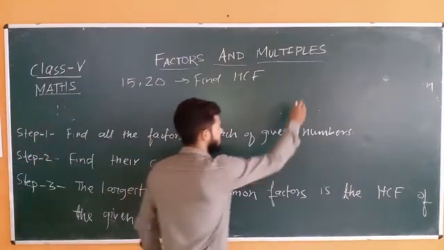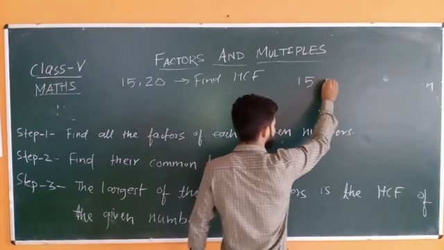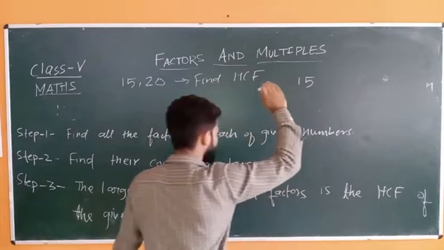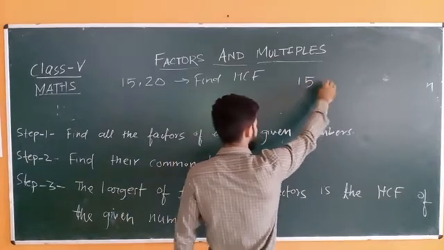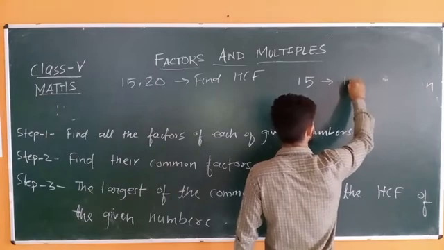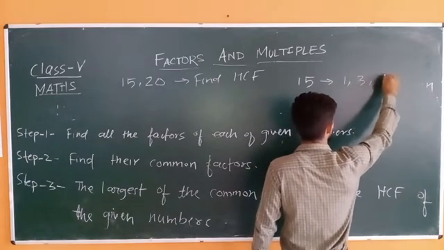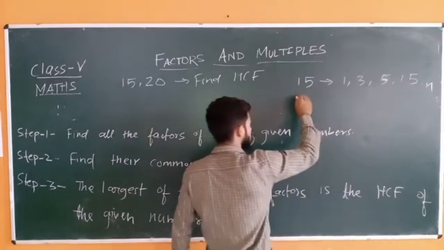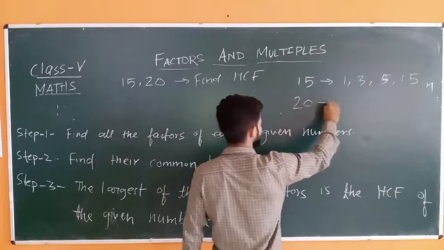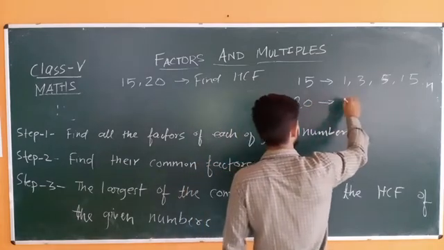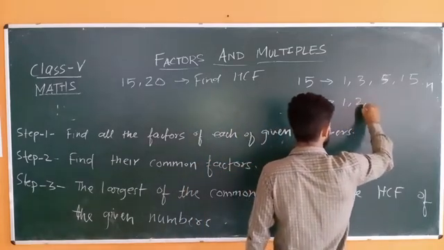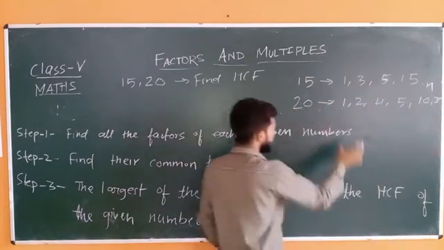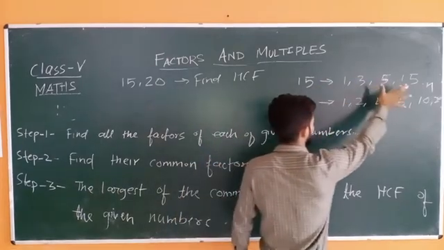So what will be the factors of 15? That is 1, 3, 5 and 15. Now what will be the factors of 20? The next number is 20. So the factors are 1, 2, 4, 5, 10 and 20. So these are the factors of 20 and these are the factors of 15.